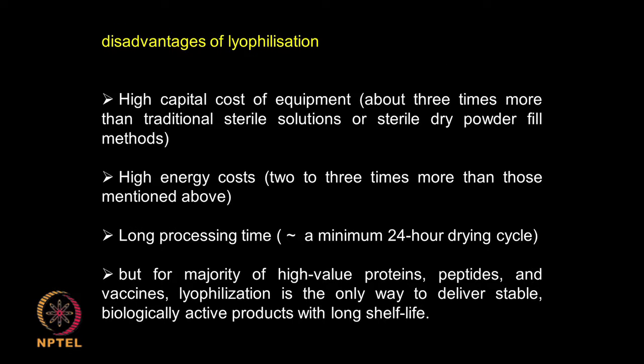What are the disadvantages? High capital cost of the equipment, it is 3 times more than a dryer, that is a much cheaper dryer. High energy cost because you use a lot of cooling and vacuum, and long processing time, we are talking almost 48 hours. But for the majority of high value proteins and peptides, there is no other way except resorting to lyophilization.